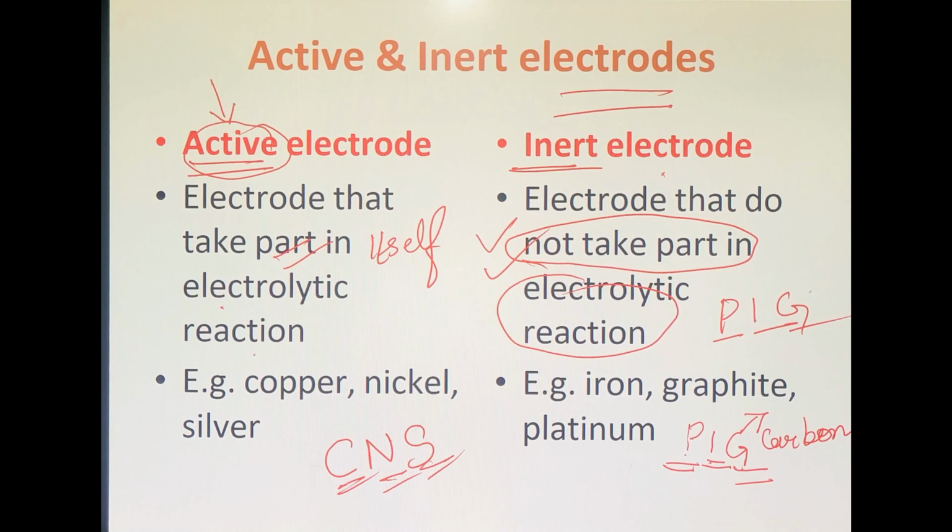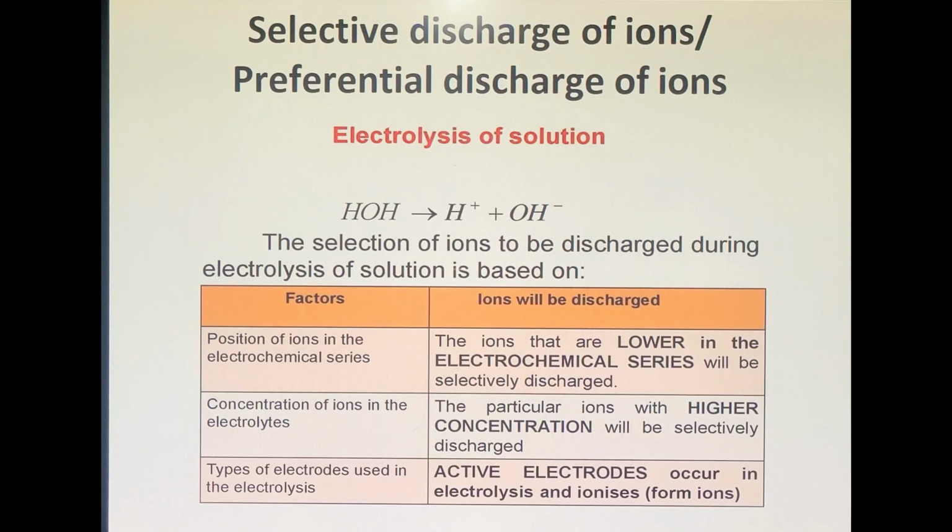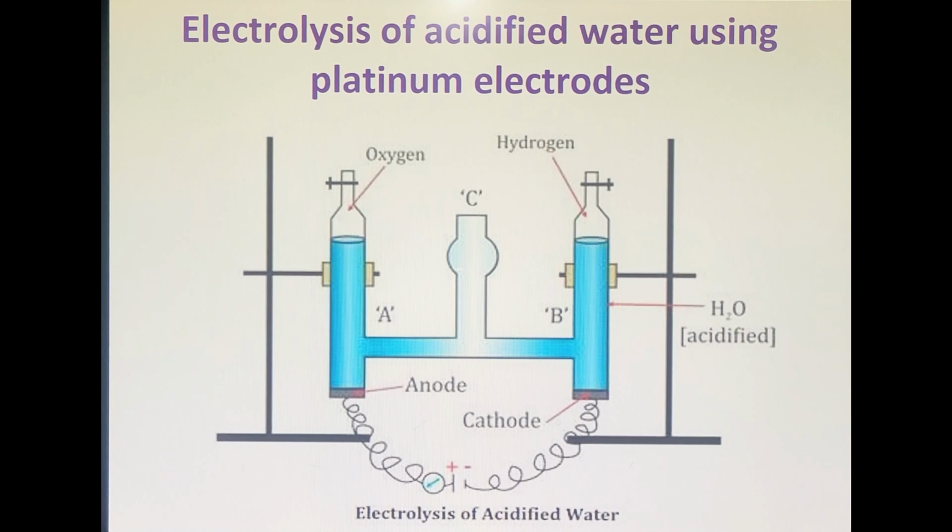Now what are active electrodes, children? From the word itself, they themselves start taking part in the reaction. What is the short form you need to remember? We need to remember CNS. What does CNS stand for? Copper, nickel, and silver. So now, keeping all this in mind, we are going to start with the next electrolysis.